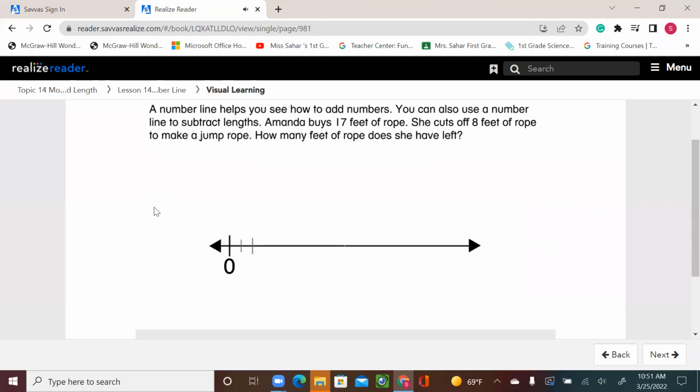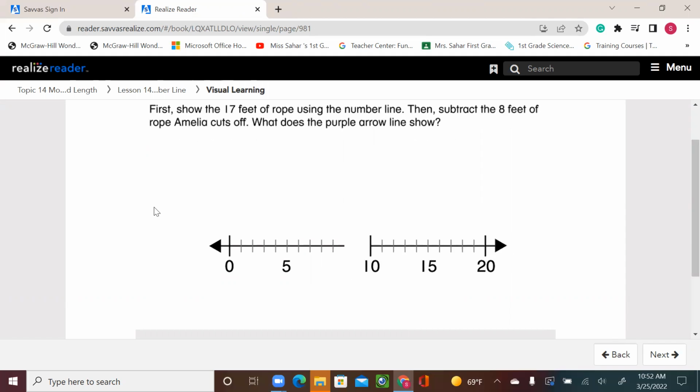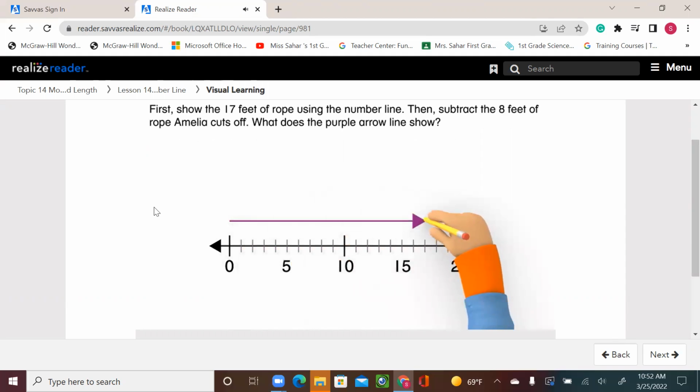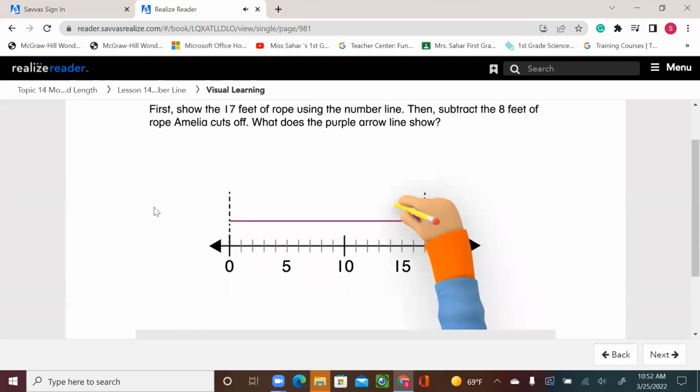A number line helps you see how to add numbers. You can also use a number line to subtract lengths. Amanda buys 17 feet of rope. She cuts off 8 feet of rope to make a jump rope. How many feet of rope does she have left? First, show the 17 feet of rope using the number line. Then, subtract the 8 feet of rope Amelia cuts off.